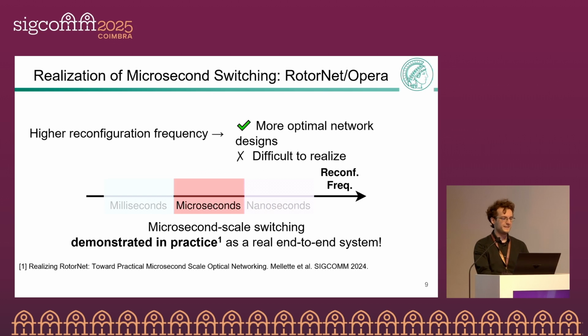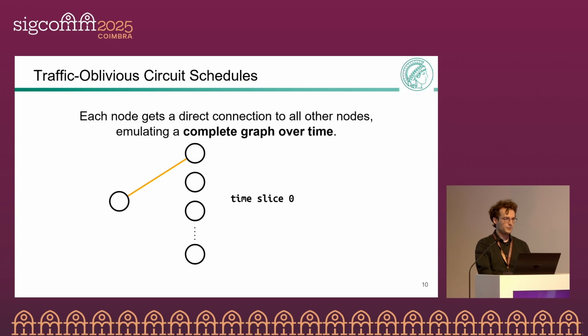So how does this network function? At this time scale, reconfigurable networks are what we call traffic oblivious. This means that in order to deal with arbitrary traffic patterns without the need for fine-grained measurements, our circuit switching schedule is pre-computed in advance so that all nodes get a direct connection to all other nodes in some time slice, which emulates a complete graph over time as this cycle of configurations repeats.